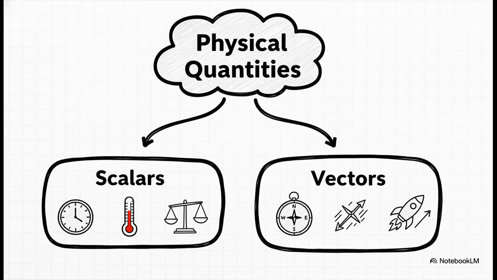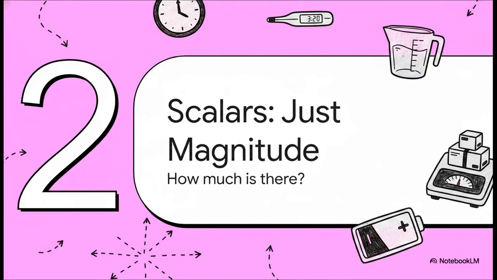Now, here is the really cool, beautifully simple part. Every single one of these measurable things in the entire universe falls into just one of 2 categories. That's it. It's either a scalar or it's a vector. So let's start with the first and, honestly, the simplest of those 2 categories, scalars. The funny thing is, you actually use these all the time, probably without even thinking about it.